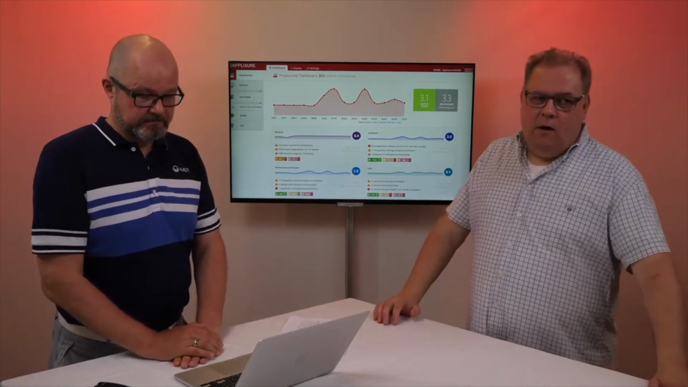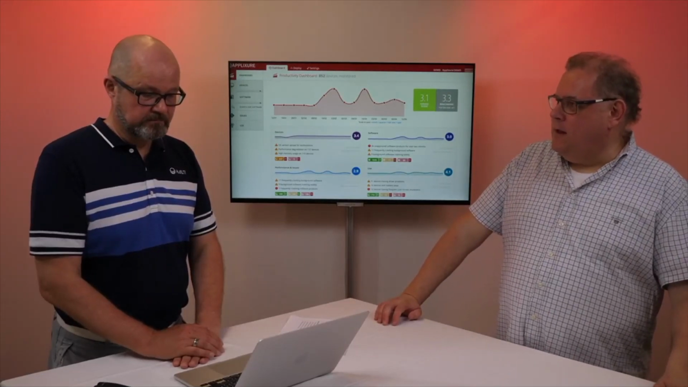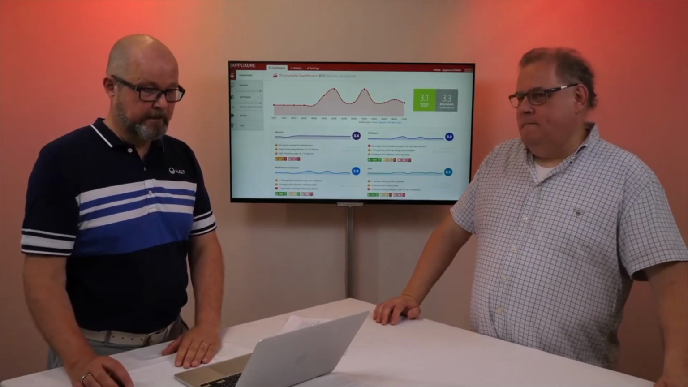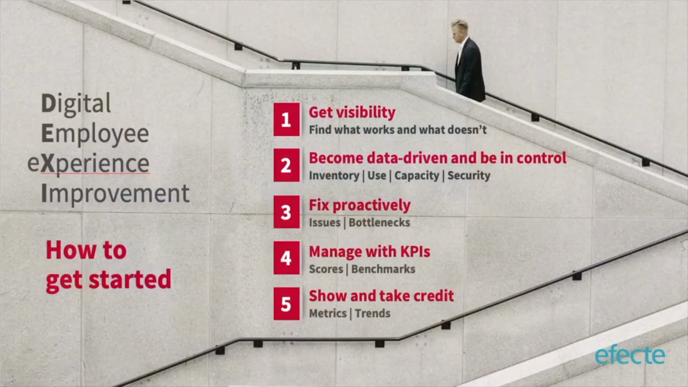Great. So how do you summarize? What are the steps? How do we get forward? I think the simple approach is really to first get the visibility. That's the starting point. You need to understand, at the data level, what works and what doesn't work. So start collecting data, which gives you the visibility.